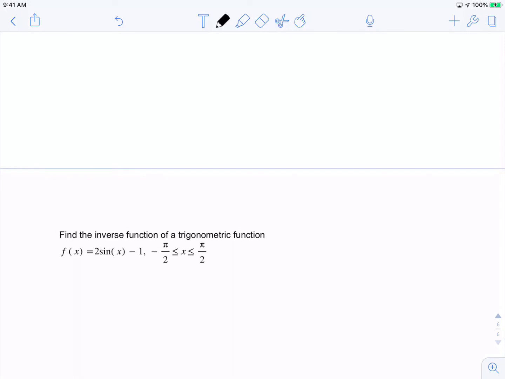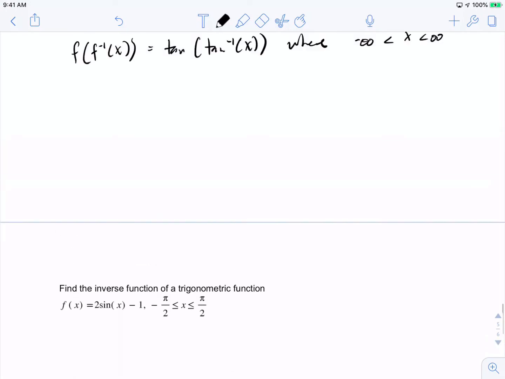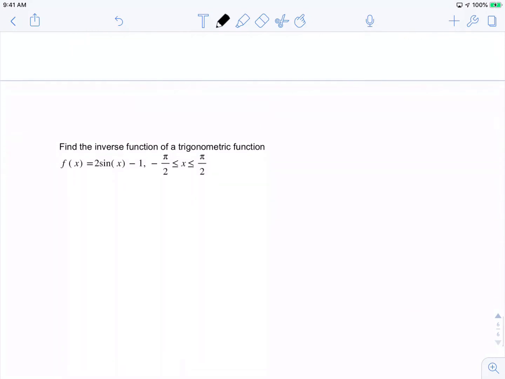Okay. Let's try a problem. Here we're getting a restriction. The restriction is from negative pi over 2 to pi over 2, and it says find the inverse function. To find the inverse function, I'm going to rewrite it as y is equal to 2 sine of x minus 1. Then I'm going to switch x and y, and so I get x is equal to 2 sine of y minus 1. And then I'm going to solve for y.